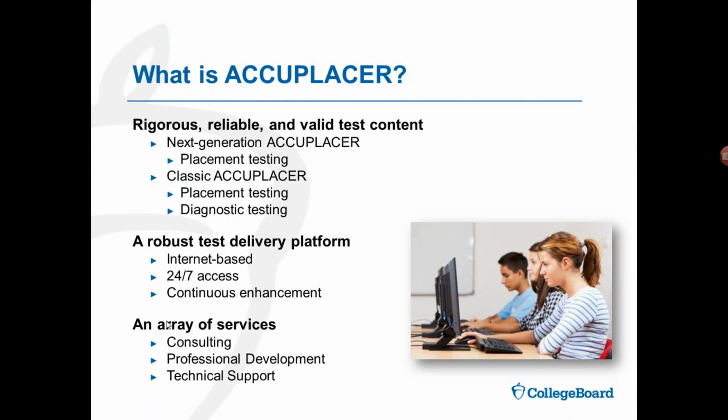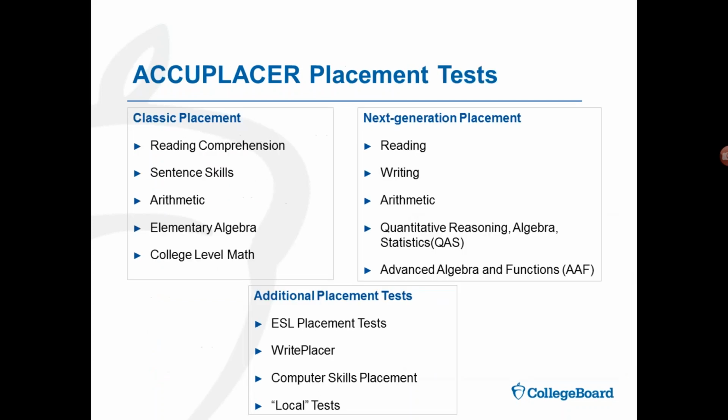The second piece of Accuplacer is the test delivery platform itself, which is internet-based, available 24/7, and we work hard to provide continuous enhancement for. In other words, Accuplacer as a platform is always improving. The third piece of Accuplacer is the services that make it work. So the consulting that my colleagues and I do on your campuses about the best ways to use Accuplacer, the professional development, either webcasts or in-person services that we provide so that you can use it to its fullest, and also the technical support to improve the platform but also answer your questions via an 800 number. So those are the three major pieces that Accuplacer is comprised of.